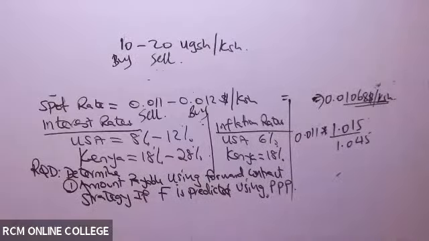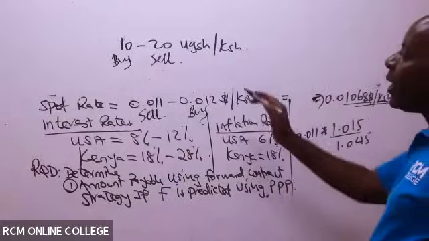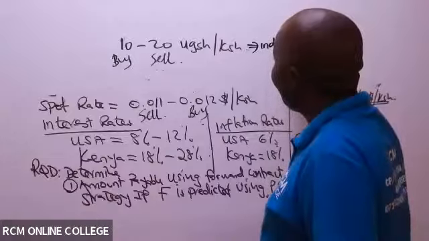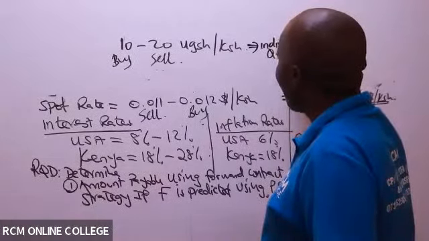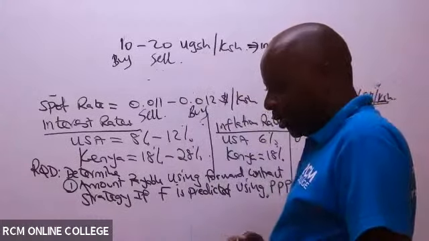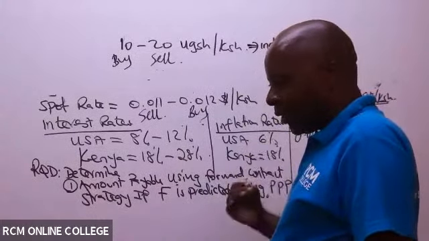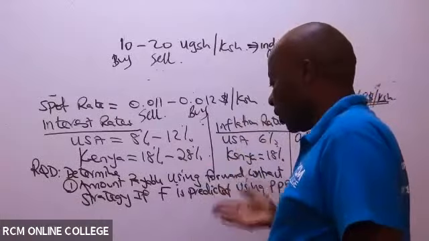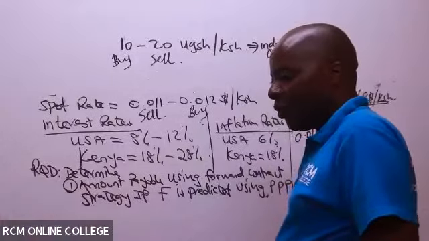And ladies and gentlemen, please listen. We don't interpret, this is what we call indirect quote. Why? Because I'm not starting with my country's currency. The direct ones are the one where we say Kenya shillings per dollar. Those are very, very good.